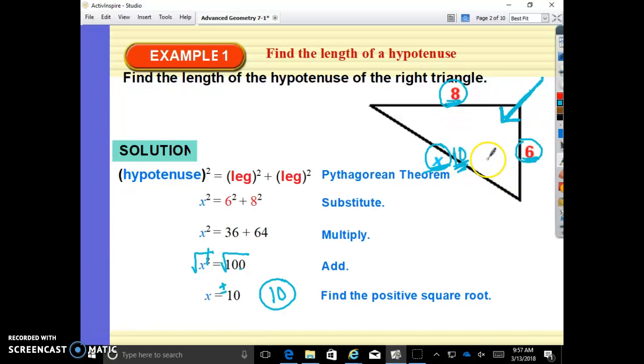If so, you didn't have to use the Pythagorean theorem. If you didn't notice that, then 8 squared plus 6 squared equals what squared, and that gives you the 10 as well.